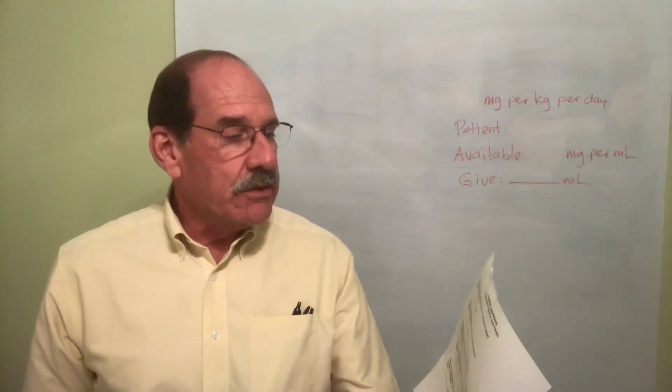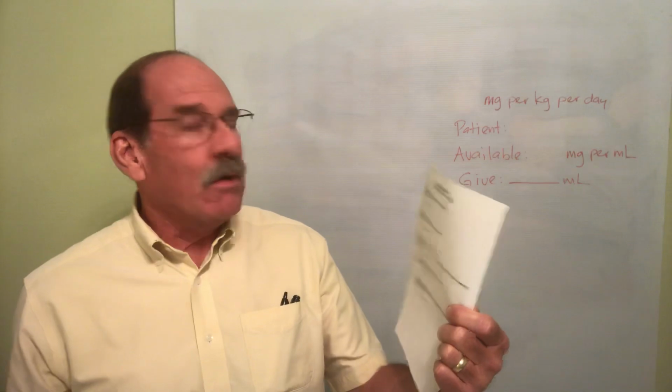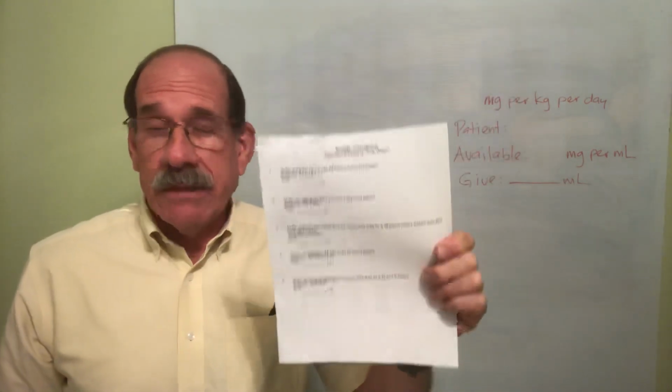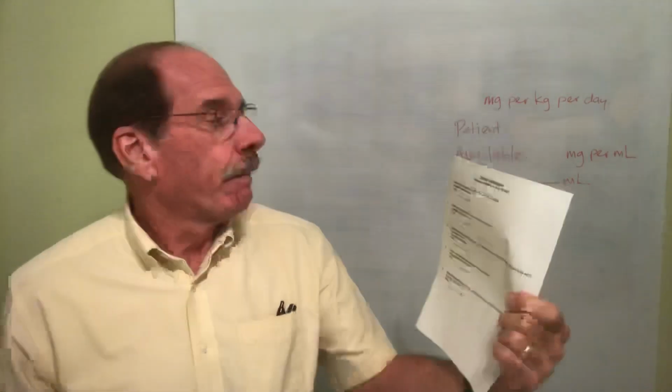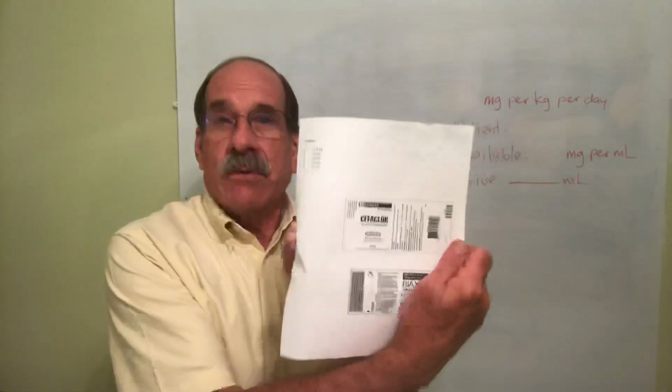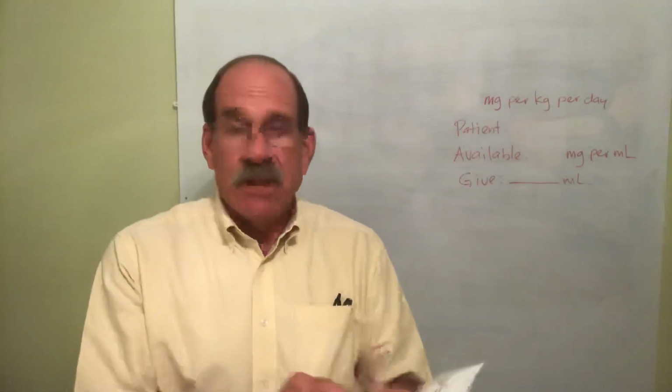Get out the first calculations based on body weight homework assignment. Not the one that says part 2. It doesn't say part 1, but it says calculations based on body weight. Now you're going to do this, every single one. The answers are on the back side, but let's look at a few of these.